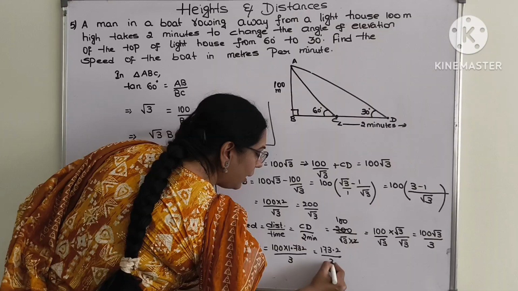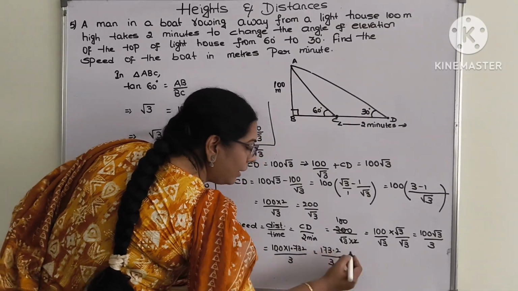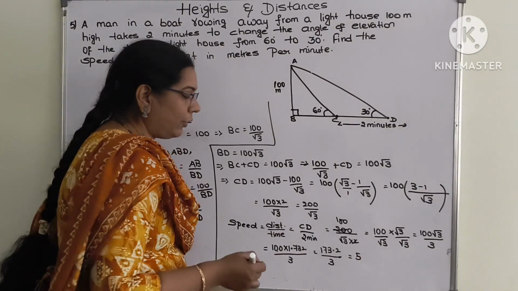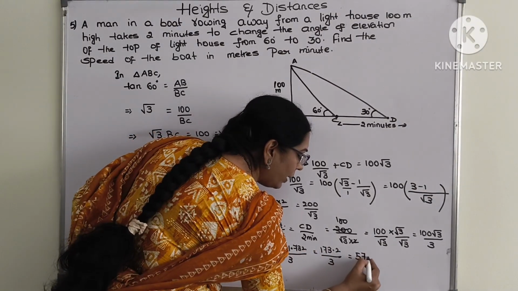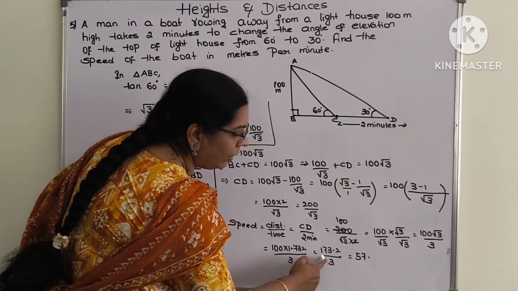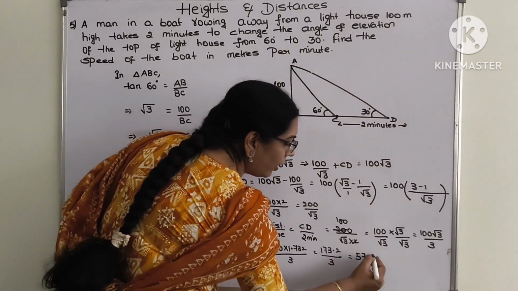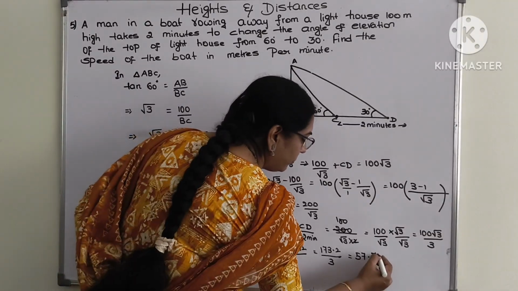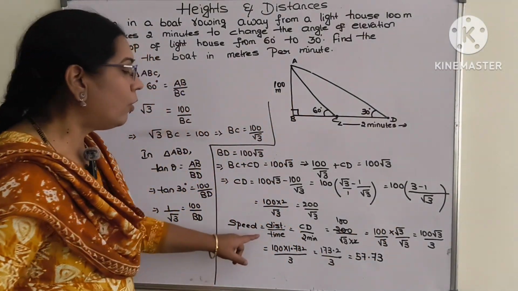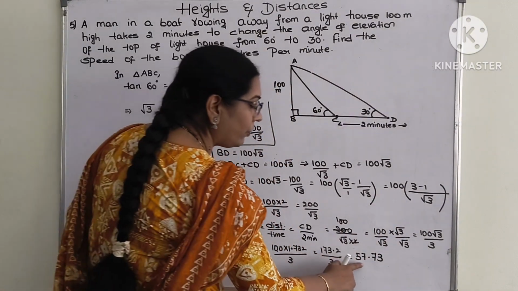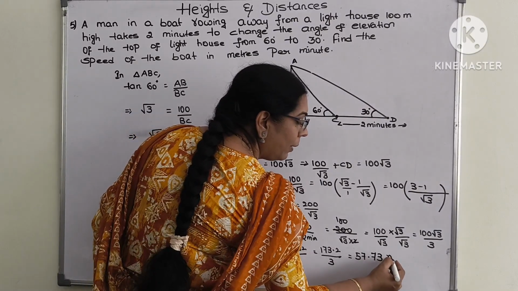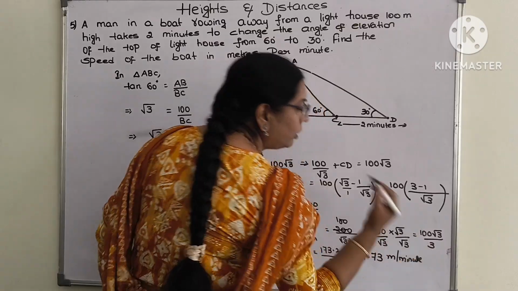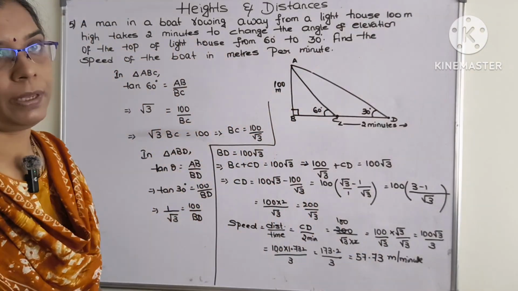173.2 by 3. Now if you divide it, 3 5s are 15, you will be left with 2. 2 and 3, 21. 3 7s are 21. 23 minus 21, so it will be 22. Again, it will be 7 and then 3. So basically, what is the speed of the boat? It is 57.73. What is it? Meters per minute. We found the speed in meters per minute.